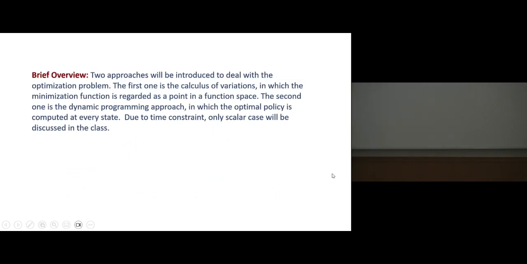For this course, since we only have 2 lectures, I want to give you a sense of what the popular approaches are to solve the optimization problem. So instead of going deep into one approach, I'm going to discuss 2 approaches. The first one, today's subject, is the calculus of variations, in which the minimum solution is regarded as a point in a function space. The second one is the dynamic programming approach, which will be introduced next week, in which the optimal policy is computed at every state.